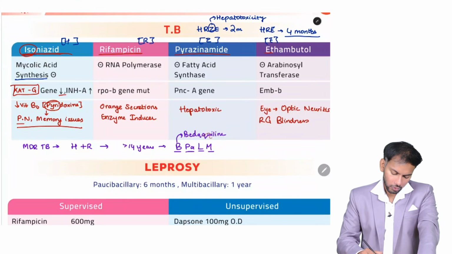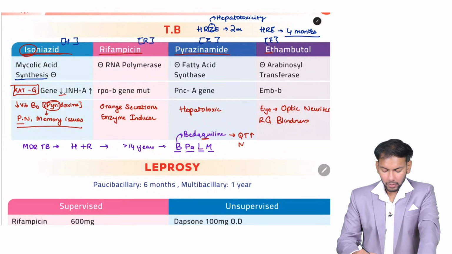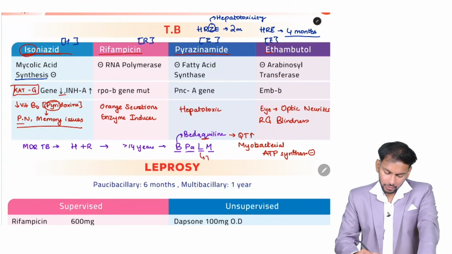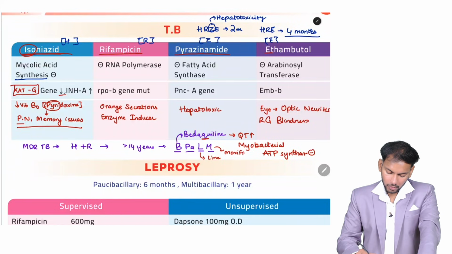Q for Q, it will cause QT prolongation. Now, it works by blocking the mycobacterial ATP synthesis. These are the questions that have been asked on bedaquiline. Very important to remember. L for linezolid. M for moxifloxacin. PA for pretomanid. This is what I want you to remember.